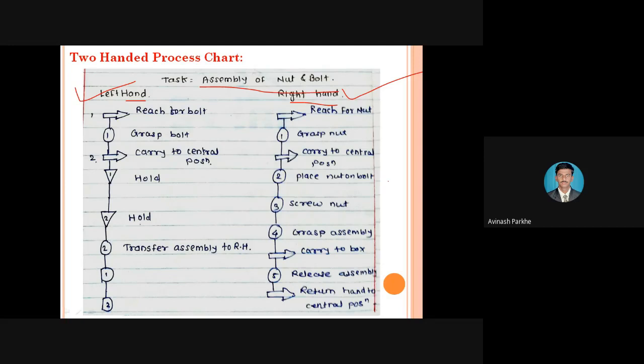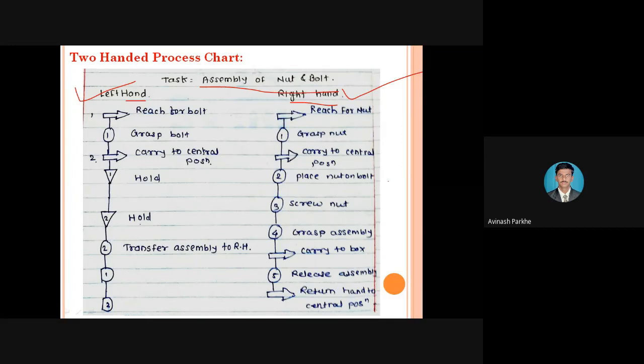Then you can take the nut and bolt in your hands. Then we can keep the nut and bolt in front of each other. For the assembly purpose, we have to fix either the nut or the bolt. But in this particular example, once the nut and bolt are in front of each other, I will keep my left hand stationary, means it is in holding position. The bolt is in the left hand and I will keep it stationary, and I will take the nut.